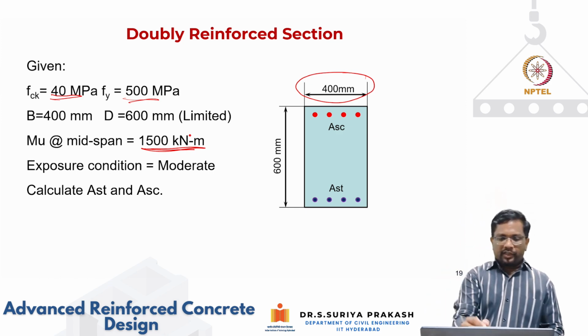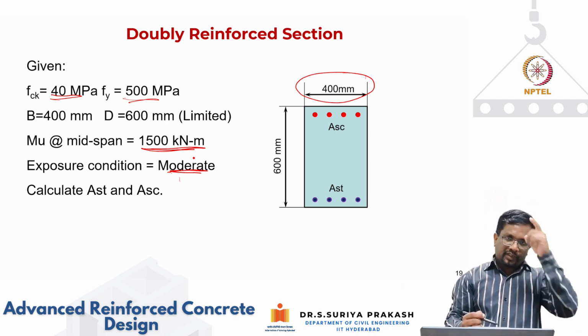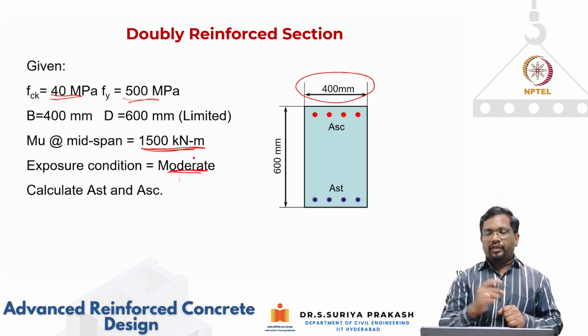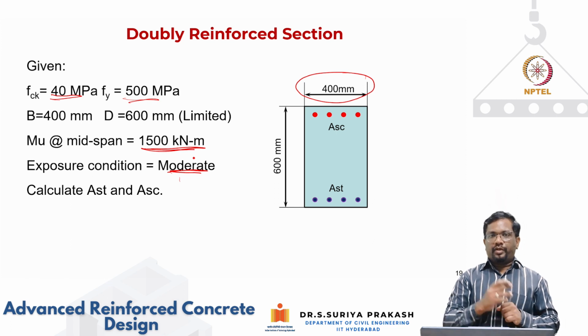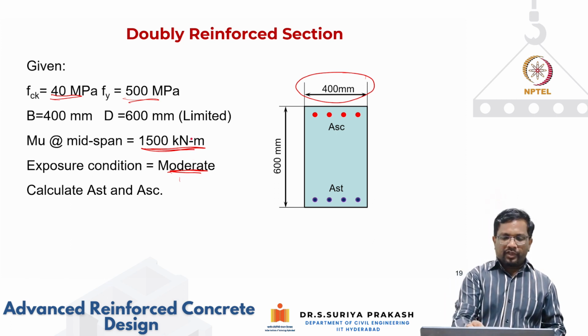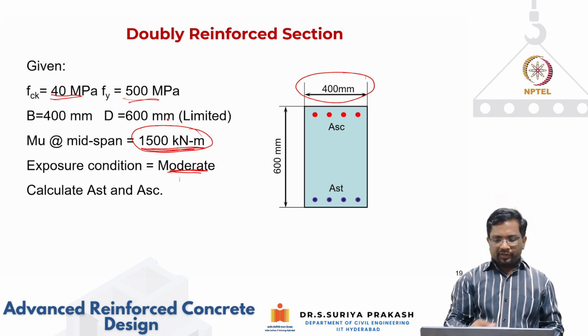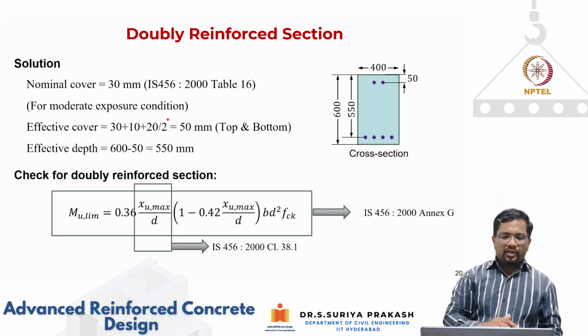Okay, again the exposure condition is the same, moderate, and we have seen in the previous case when we did the calculation, Mu limit came out to be about 646 kilonewton meter. So clearly the moment demand is higher than Mu limit for a singly reinforced section for these dimensions. Okay. Now let us see how do we do that.